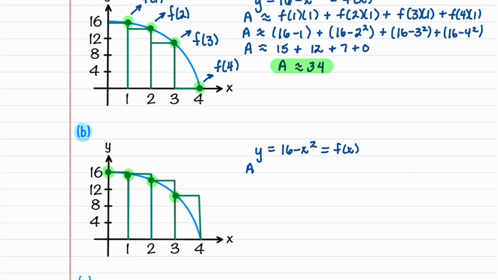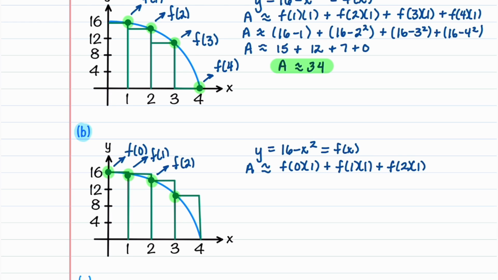Now let's write down our formula for our area. It is approximately the height at our first endpoint. So this is going to be f at 0. So we have f at 0 times 1. And then our next one is f of 1. That gives us f of 1 times 1. Hopefully you're getting the hang of this. This one is f of 2. So we have f of 2 times 1. And then our last one, we have f at 3 times 1.